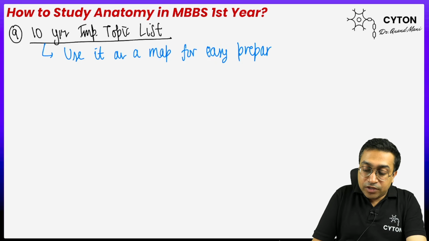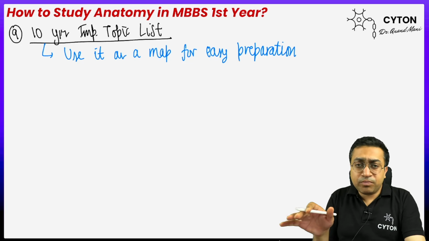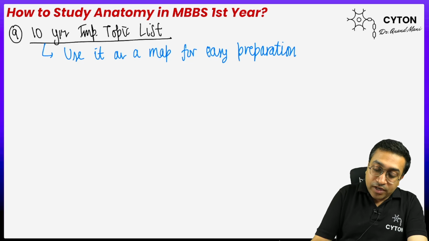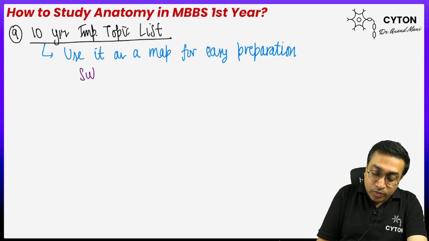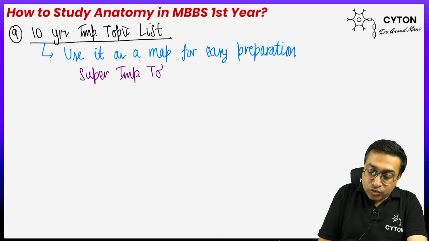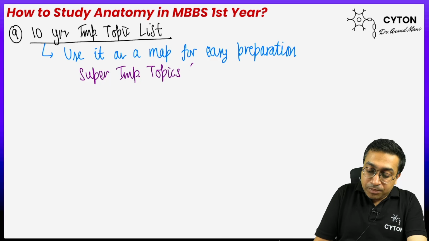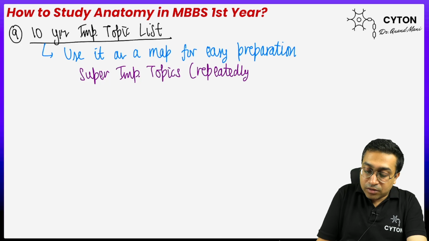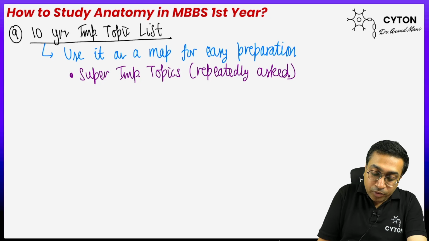Okay, for your easy preparation, now very important, how will you use it? All super important topics, you can segregate the topics into 2 categories. Number 1, the super important topics, those topics which are repeatedly asked. So that you have to cover first and most importantly.